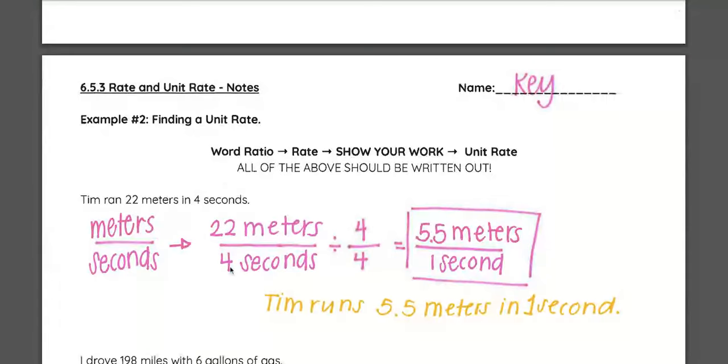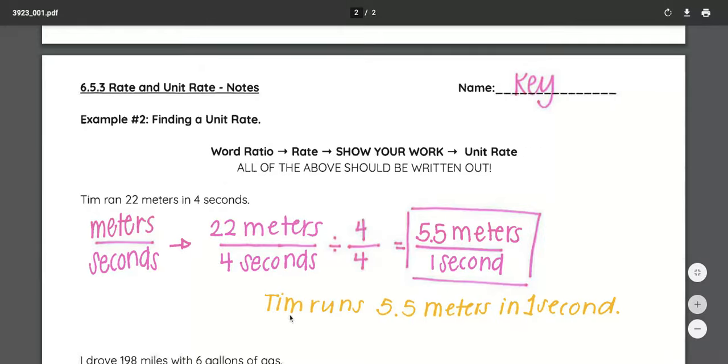Now, somehow I need to get from 4 seconds to 1 second. To get 4 to be 1, I divide it by itself. So 4 divided by 4 gets me 1. Because I divide the denominator by 4, I also need to divide the numerator by 4. 22 divided by 4 gets me 5 and 5/10. This is where a calculator might come in handy. I do recommend you have one for this lesson. So we keep our meters on top, 5 and 5/10 meters per 1 second.